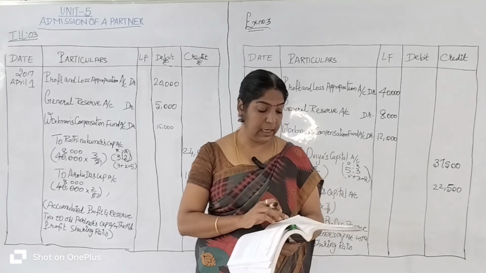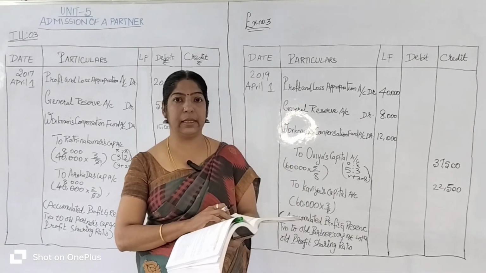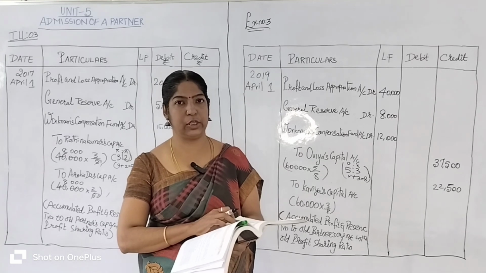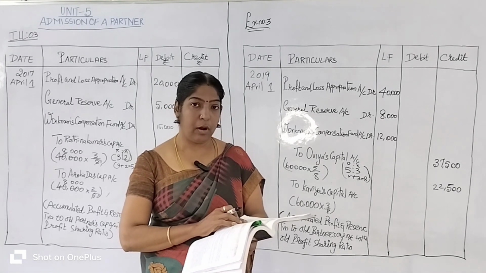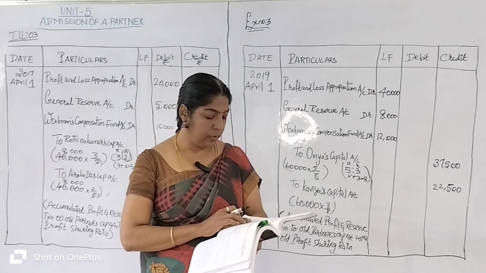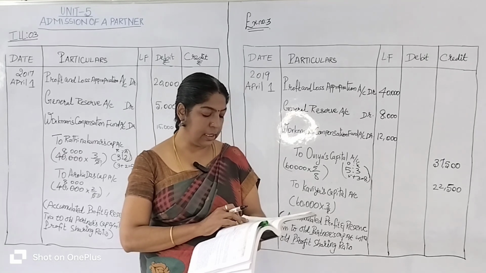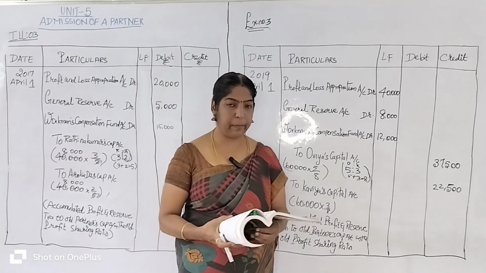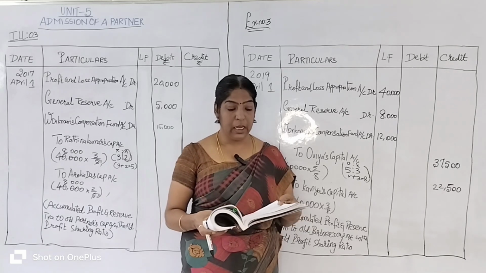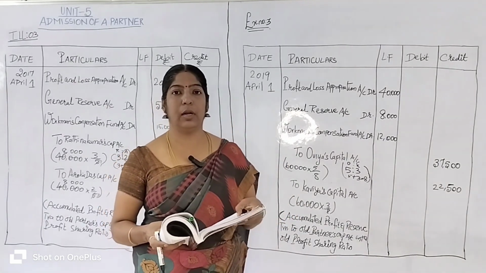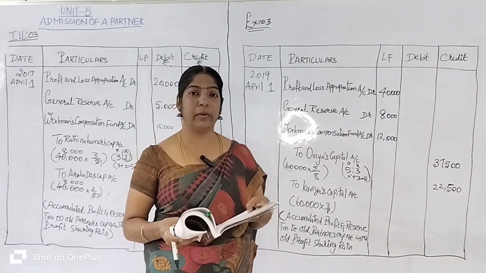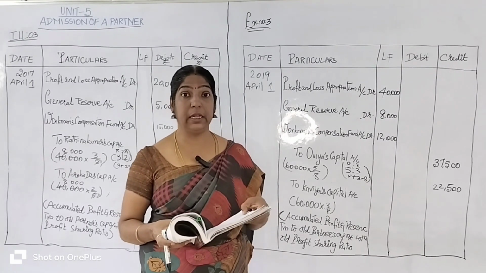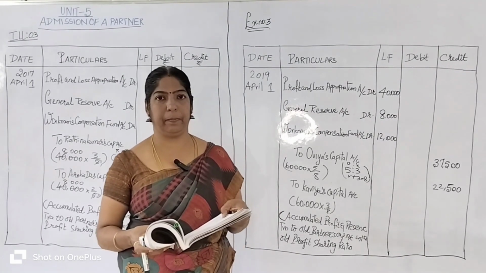But here, in this illustration sum, they have given the information through a balance sheet. So on the balance sheet liability side, they have given profit and loss appropriation account, general reserve, workman's compensation fund. If they give the profit and loss on the liability side, what is that meaning? If they give the profit and loss on the liability side, the firm gets profit.